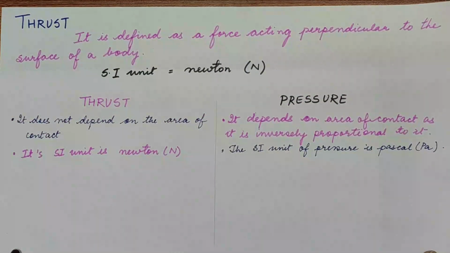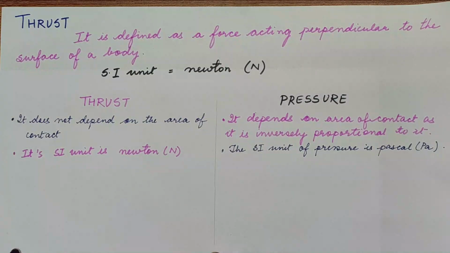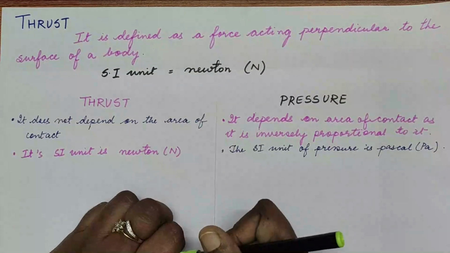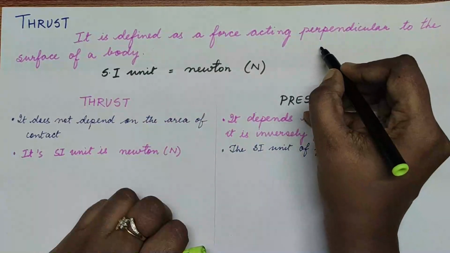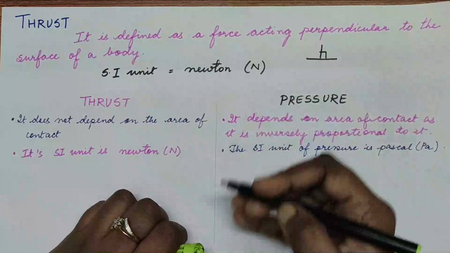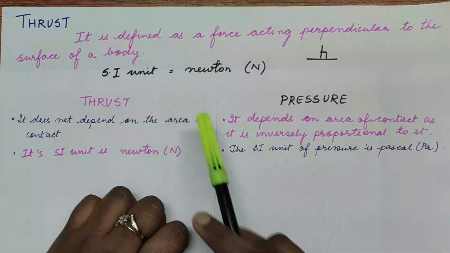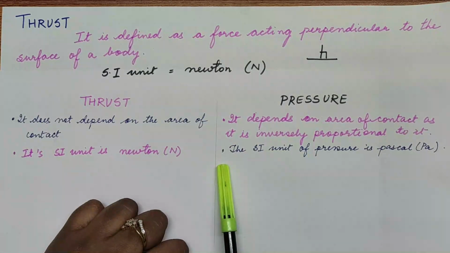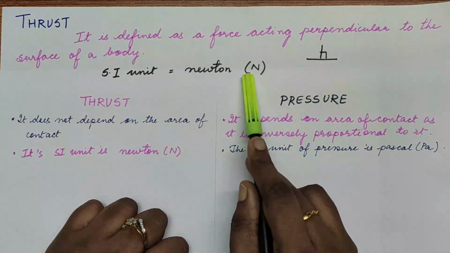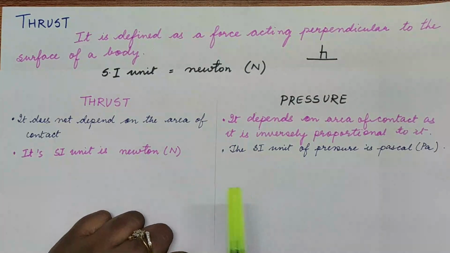Now, what is thrust? It is defined as a force acting perpendicular to the surface of a body. When I say perpendicular, I mean that the force acting is at 90 degrees to the surface. Then it becomes thrust. The unit of thrust is the same as the unit of force, that is Newton, denoted by N.